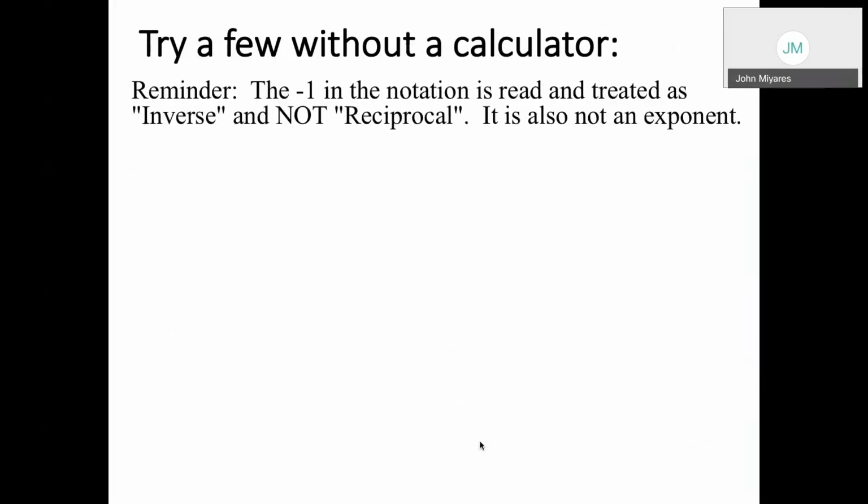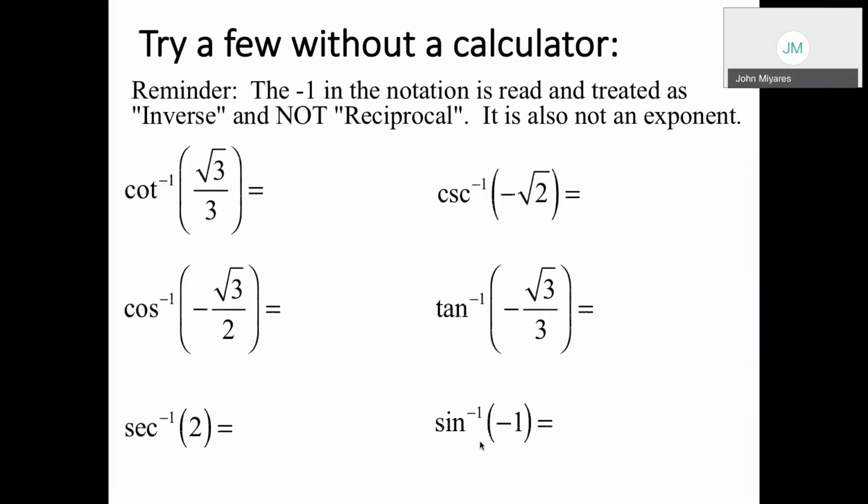Let's see if you can try a few more of these, but this time without your calculator. Remember, the -1 in the notation is read and treated as the inverse, not the reciprocal of the function. And you never want to treat it like an exponent. Here's some you can try on your own.